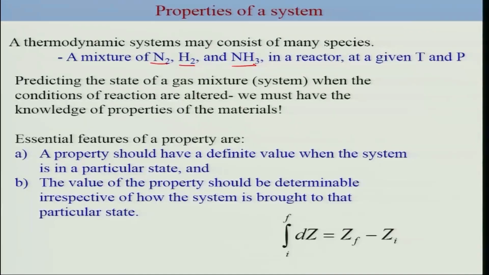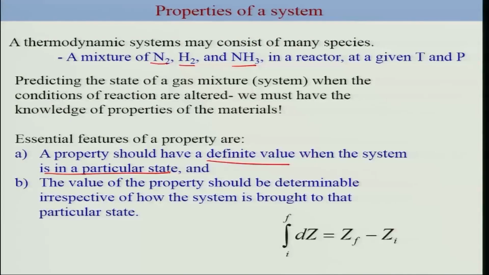So the essential feature of a property is that it should have a definite value when the system is in a particular state. Again, as I said, properties such as odorless or tasteless are not useful in the thermodynamic analysis. You have to choose properties which have a certain value related to the energy or change in energy. So a property should have a definite value when a system reaches a specific state, and the value of the property should be determined irrespective of how that particular state was achieved. So it doesn't matter how the state was achieved, the property should depend on the final value.